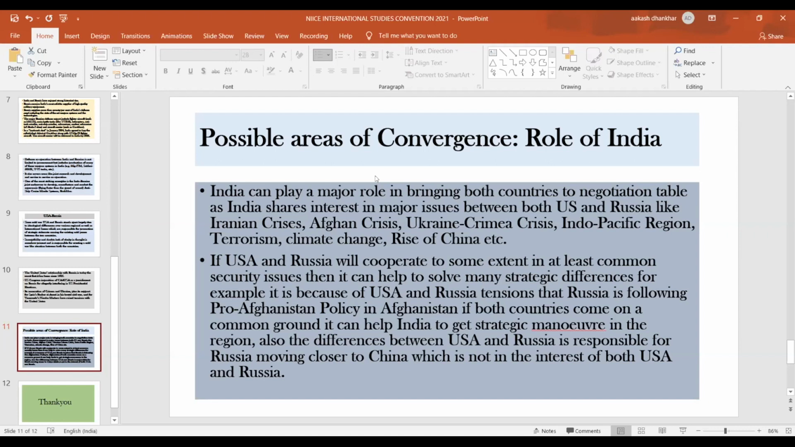Also, the differences between the US and Russia are responsible for Russia moving closer to China, which is not in the interest of the US, Russia, and India.